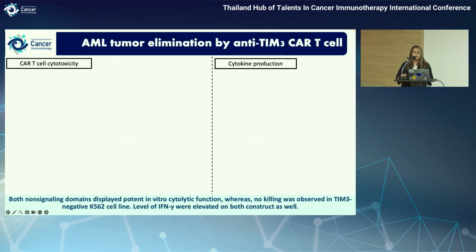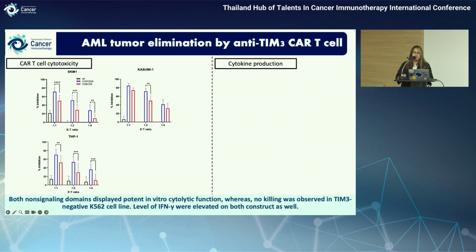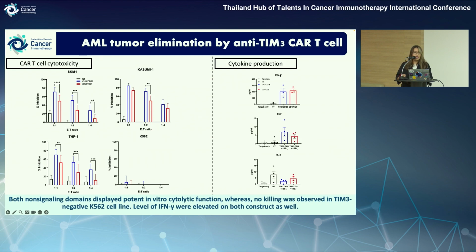So lastly, we performed a comparison of the anti-tumor activity between the non-signaling domains. We co-cultured our CAR T cells with 3 AML cell lines, SKM1, Kisumi1, and THP1, and used K562 as the negative target. Both non-signaling domains exhibited dose-dependent tumor killing while sparing the negative target. The anti-TIM3 CAR with the CH3 CD28 non-signaling domain can kill better compared with the CD8 CAR. However, cytokine secretion was on the same level for both CARs, with an elevated interferon gamma release.